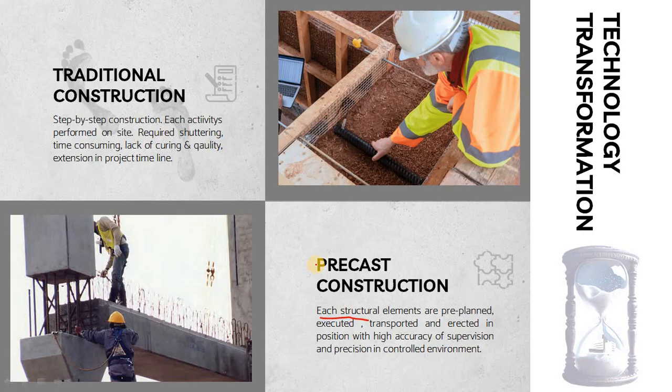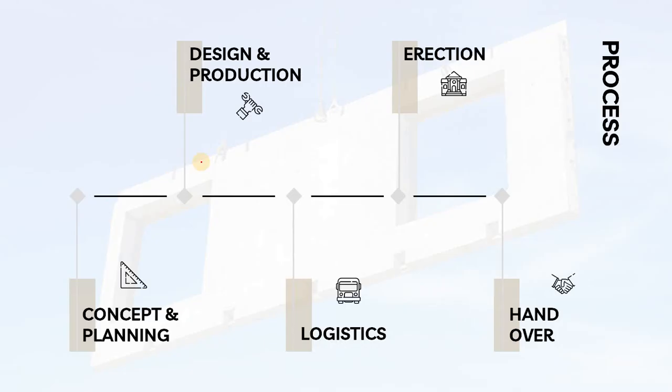So this is the major difference. In traditional construction, each and every activity is performed on site, where shutters and everything is required, and it is a hugely time consuming process. Whereas precast construction is cast well in advance, and that's the reason precast technology saves more time, as well as provides good quality and durability as compared to traditional construction. So this is all about the process.